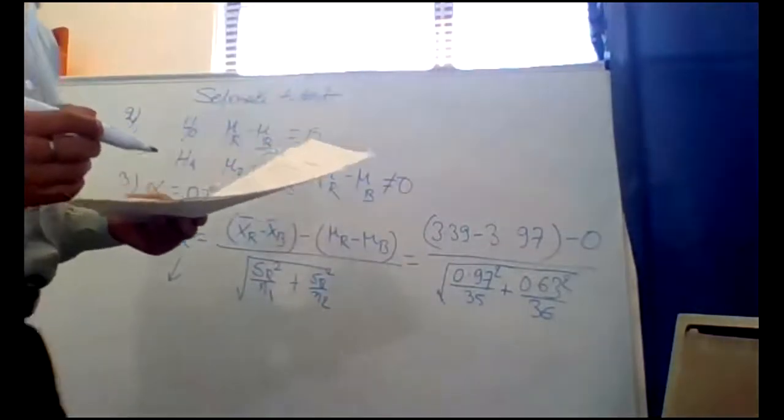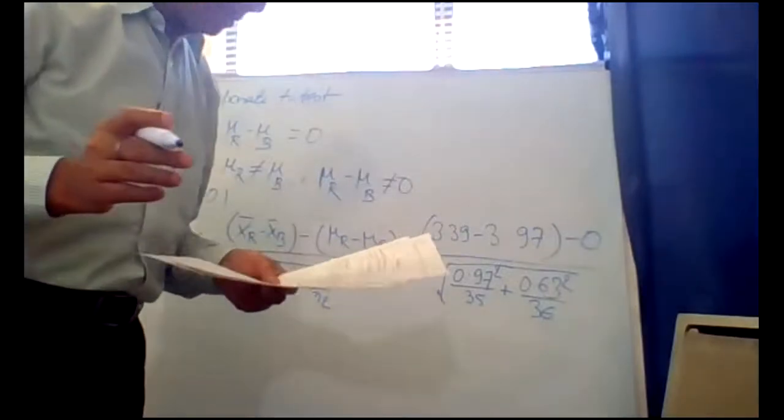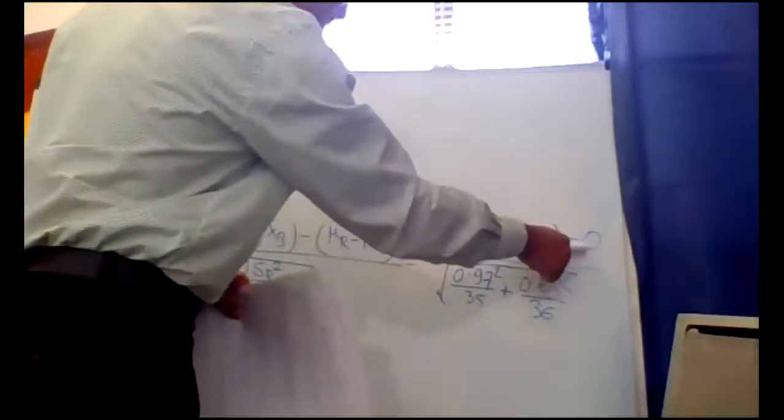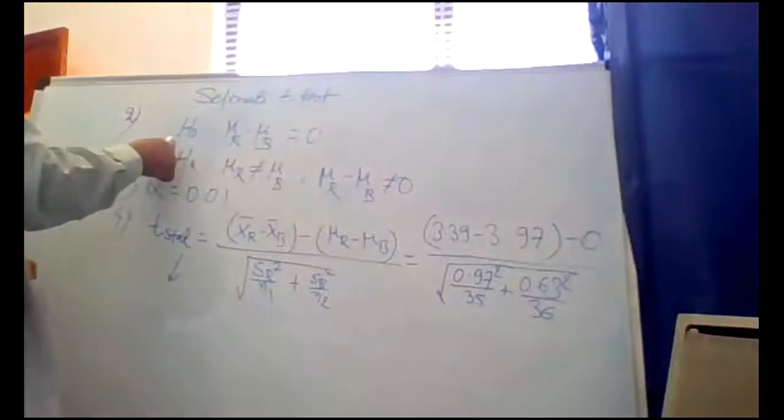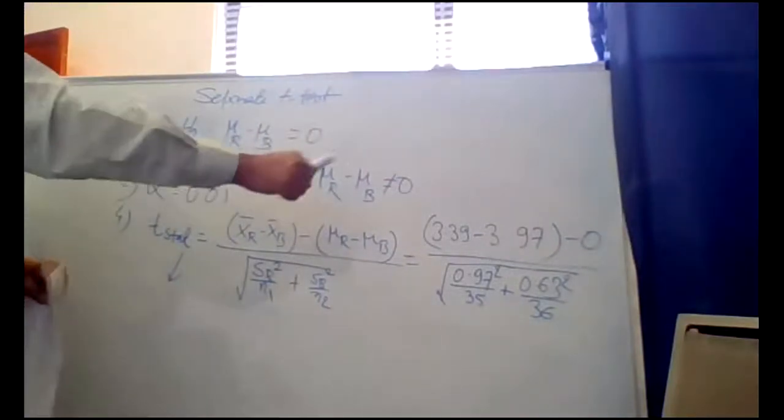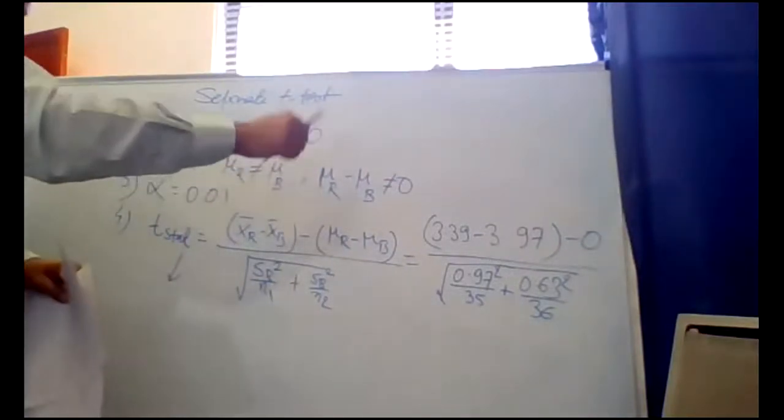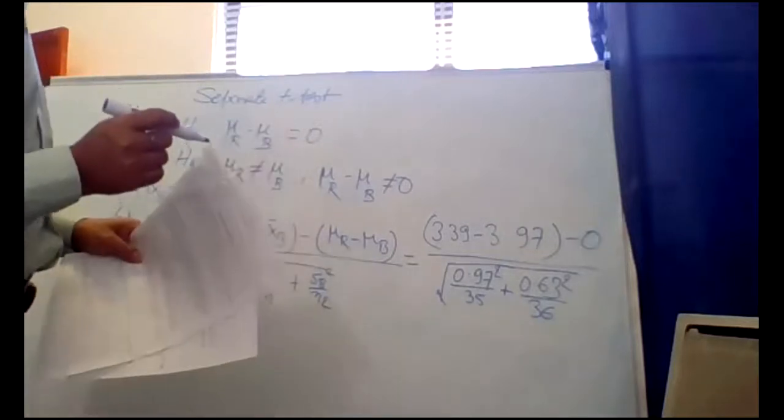Sir, I just have a question. Where did 0 come from? Over here? Yeah. This one comes from the null hypothesis. And keep in mind, it will always be 0. Okay, thanks.